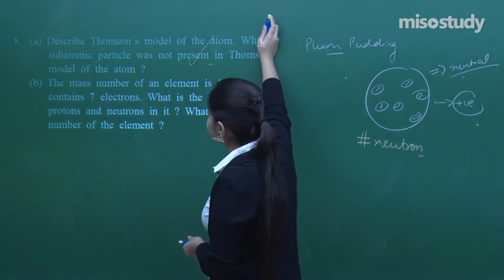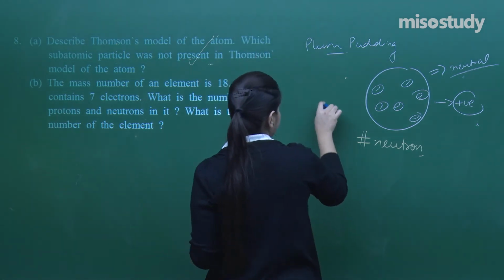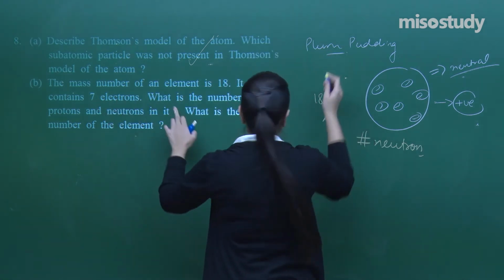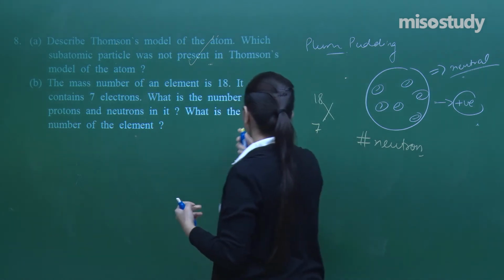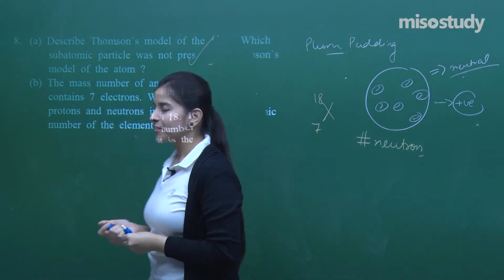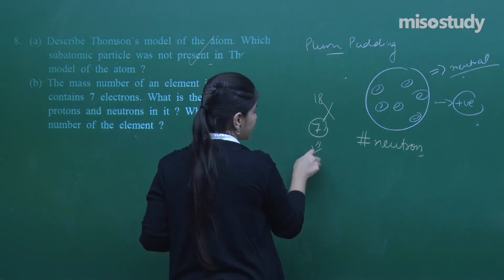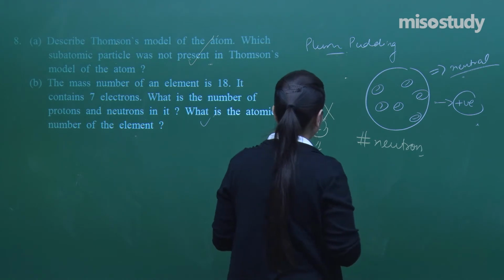So we have got this. The mass number of an element is 18. Let's say X, mass number is 18. It contains 7 electrons. What is the number of protons and neutrons in it? What is the atomic number of the element? So atomic number is 7, that is the number of electrons. Okay, this part done, last one.